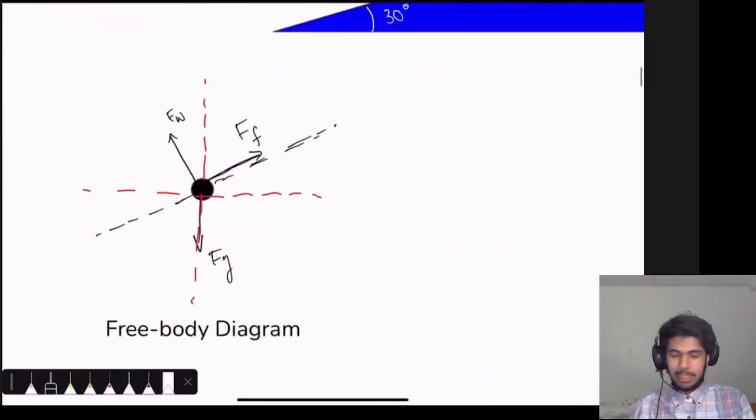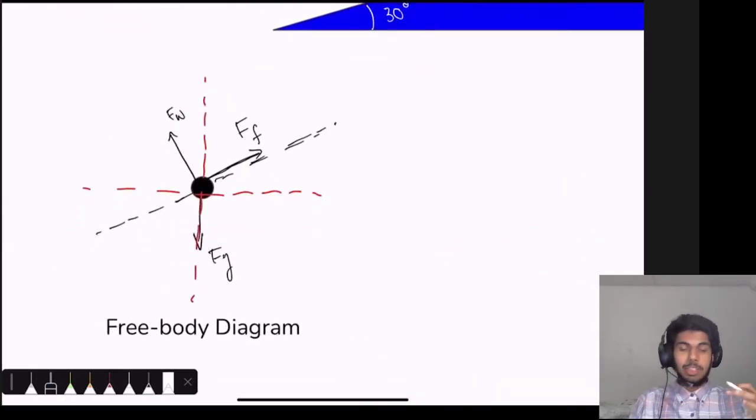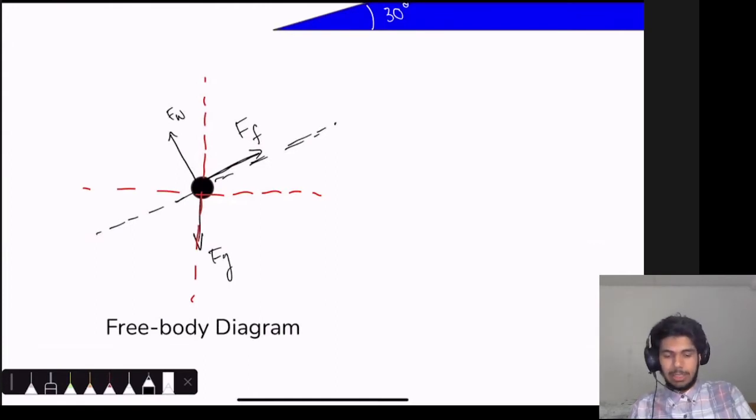So if we went back to this example here, let's just say we solved the question using this coordinate axis, where this is the x direction and this is the y direction.